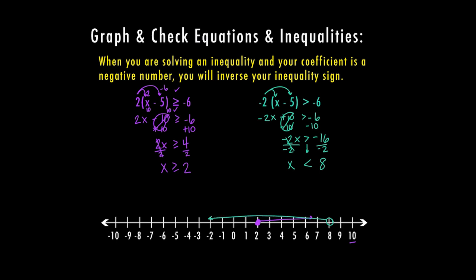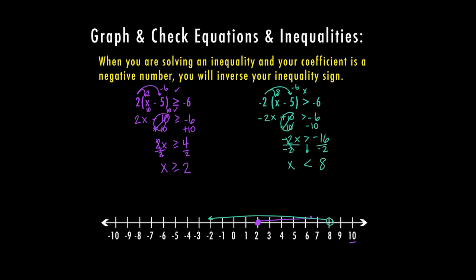So let's try it out. If I plug in an 8, it should not work. So if I plug in an 8 here, 8 minus 5 is 3. 3 times negative 2 is negative 6. Now, I know negative 6 equals negative 6, but there's no equal sign underneath that. So in this case, that does not work. It is not greater than negative 6.